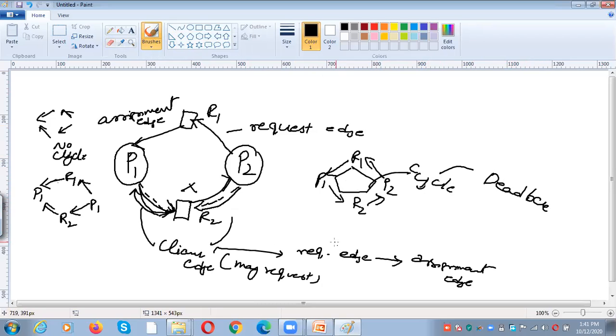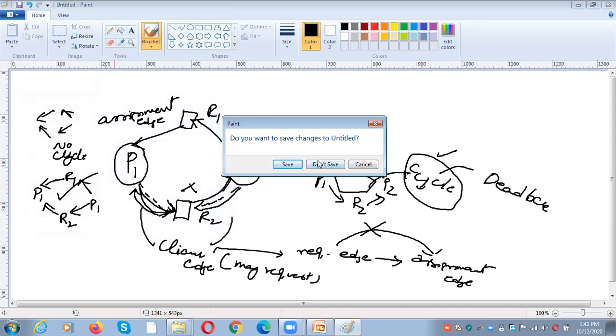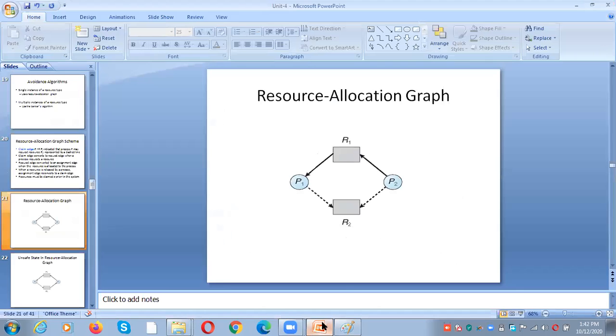So whenever you are converting the request edge to an assignment edge, you need to check whether converting that request edge to an assignment edge leads to a cycle or not. If there is no cycle, we can assign the resource to the process. We can convert the request edge to an assignment edge. If there is a cycle, you should not convert the request edge to an assignment edge. Based upon that, we can avoid the deadlock. That is single instance.